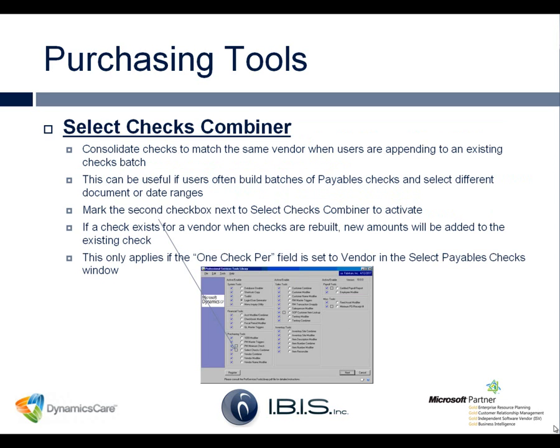Select Checks Combiner. You can consolidate checks to match the same vendor when users are appending to an existing checks batch. It's useful if users are oftentimes building batches for payables checks, and they select different document or date ranges. There's another one that creates additional functionality in GP. Simply mark the second checkbox with the arrow pointing next to Select Checks Combiner to activate it.